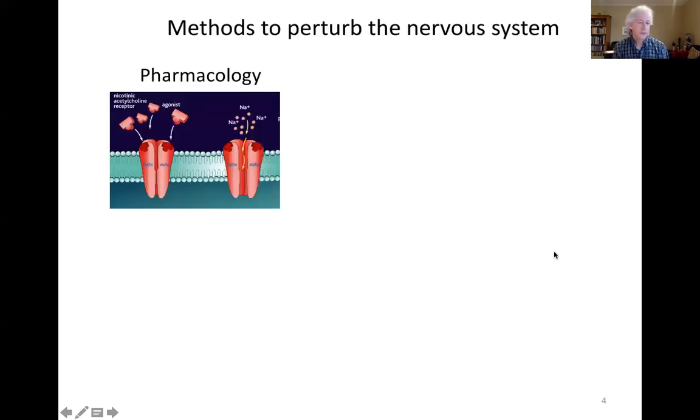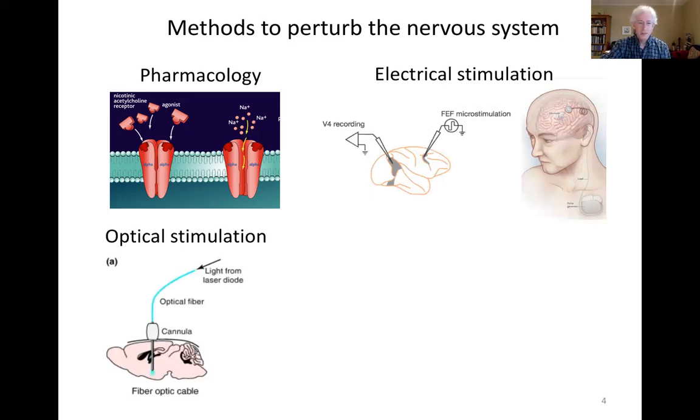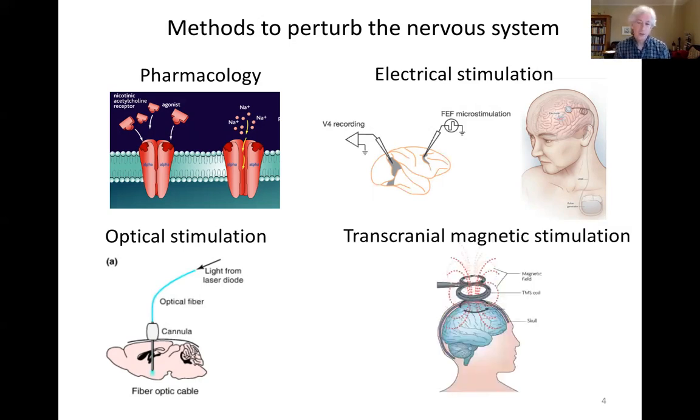As to the methods of perturbing the nervous system, there have been many, many of them. I mentioned pharmacology, the ability to block specific types of neurotransmission, and electrical stimulation to be able to activate or silence different parts of the brain. More recently, optical stimulation to be able to, under genetic control, use light to activate or silence particular neurons. And also transcranial magnetic stimulation, which can be used in humans as a non-invasive way to activate the brain. Now, all of these have different advantages and different disadvantages. For example, you might think of pharmacology and transcranial magnetic stimulation as being non-invasive. With pharmacology, you have to give a drug to an animal or a person, but you don't have to put any device inside of them. Whereas electrical stimulation or optical stimulation would be more invasive.